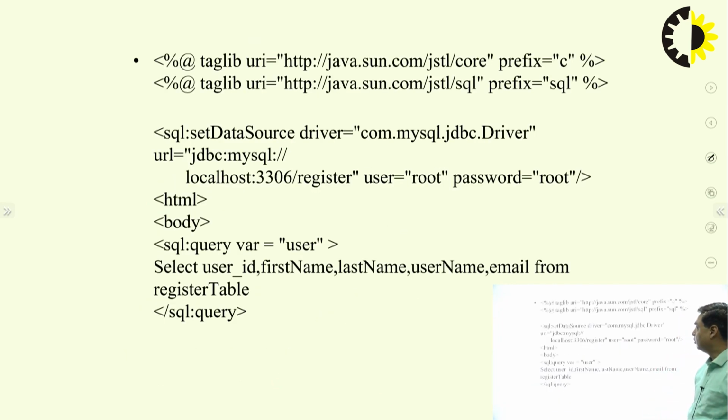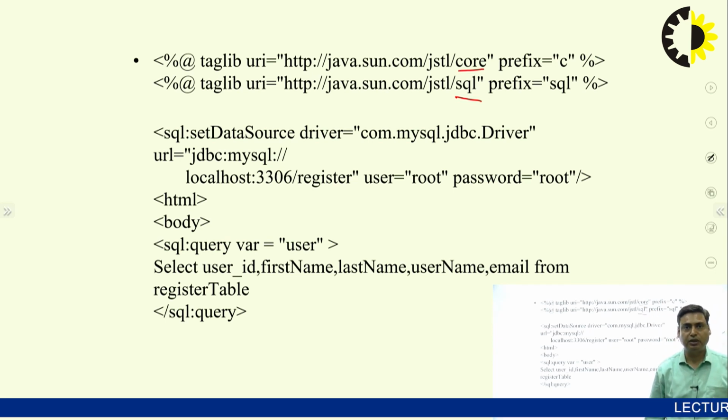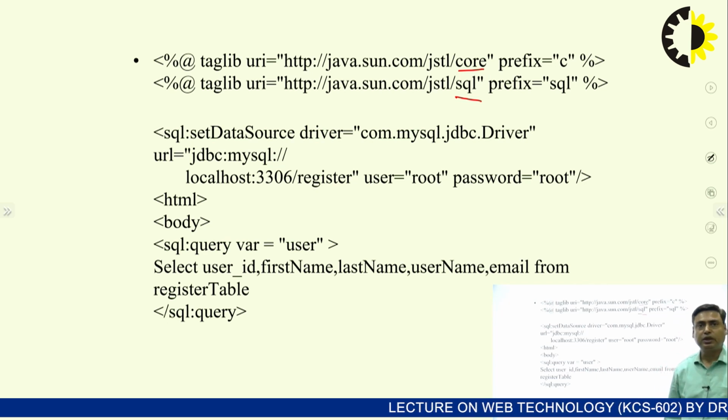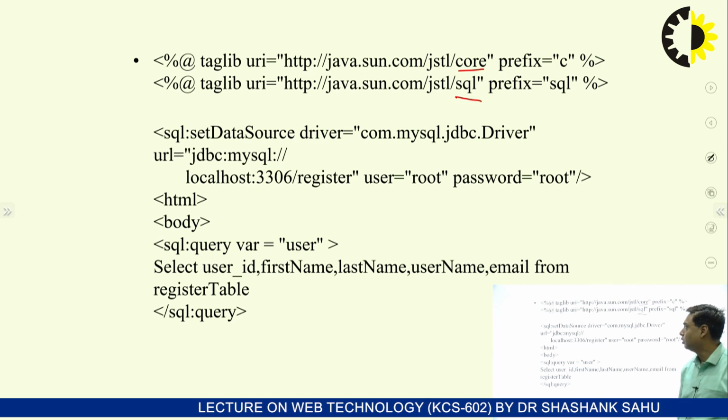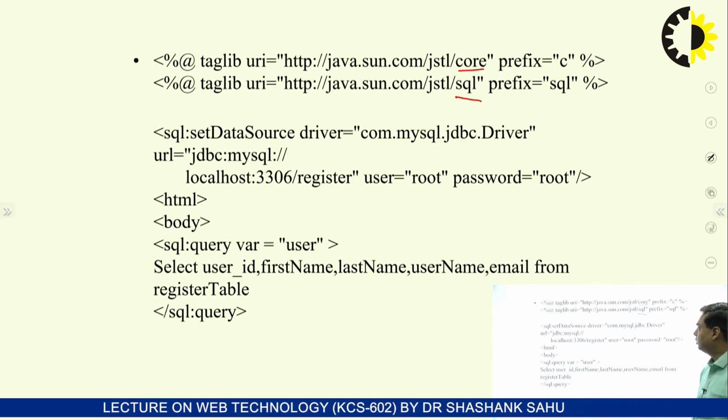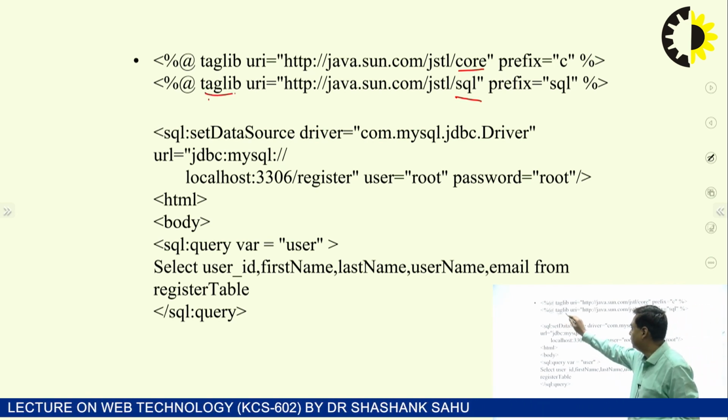Next, I am going to discuss some other JSP actions. One is related to the SQL library for database connectivity. Second, we have a core library to do some tasks related to JSP, like using the for loop of this core library. Whenever you are going to use any JSP action, you need to include the respective library. To include a respective library, we are using the JSP directive taglib.